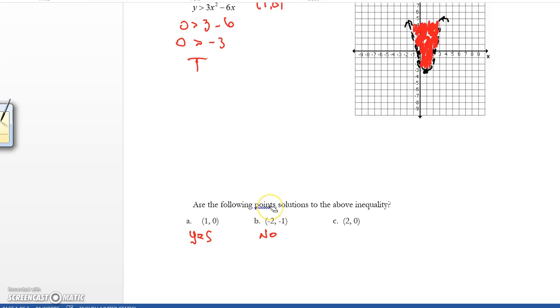And then how about 2, 0? Well, 2, 0 is right here. It's right on the dashed line. But if you're on a dashed line, you're not included in the solution. So this is also no. If it was on a solid line, then it would be a solution. All right, let's move on to the next problem.